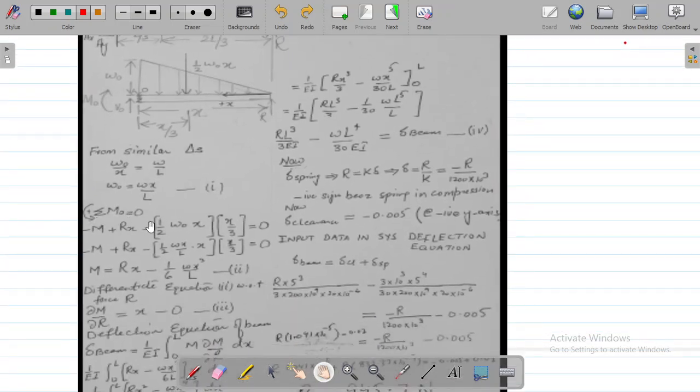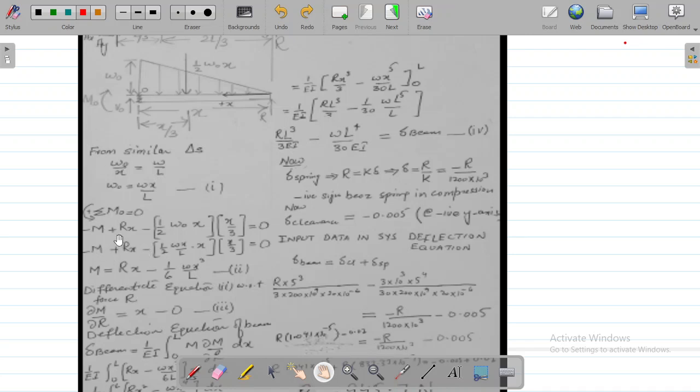Summation of all those moments at O will give you, from here, if you look at it, basically minus M. This is the direction. This is going to be minus M plus this M naught, which is basically equal to M. Okay, if you look at it, you can say that M is equal to M naught.